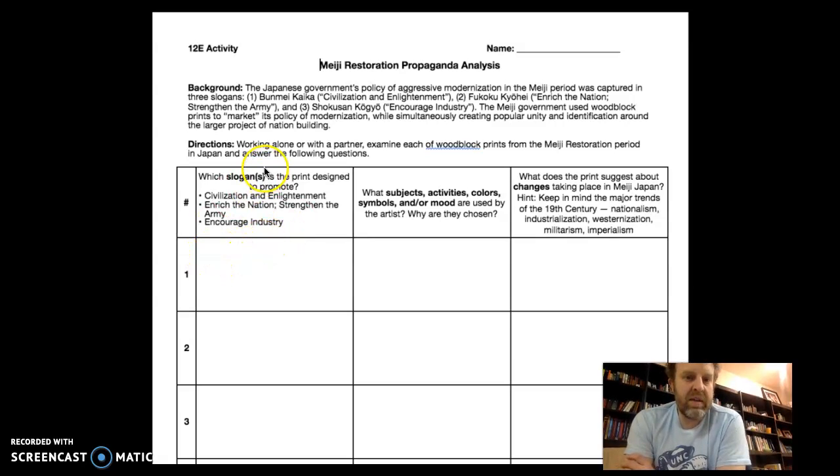Here is the organizer that you will be completing, where you fill out which of the 3 slogans. It could potentially be more than one. What are some of the subjects, activities, colors, symbols, and then maybe why those things were chosen. And then which of those changes are represented: nationalism, industrialization, westernization, militarism, or imperialism. Again, there can be images that have multiple correct answers.